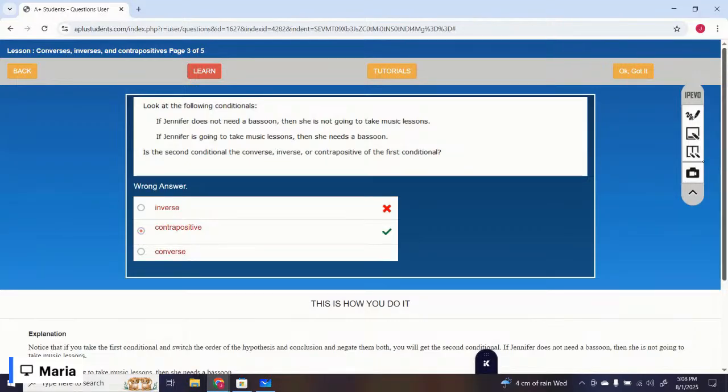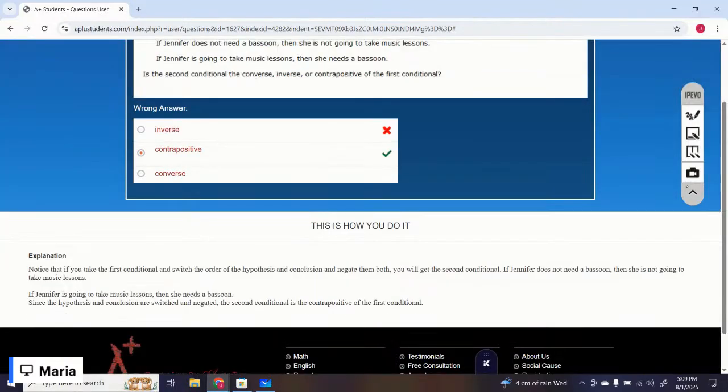Contrapositive. Okay, if you take the first conditional and switch the order of the hypothesis and conclusion and negate them both, you will get the second conditional. If Jennifer does not need a basin, then she is not going. Since the hypothesis and conclusion are switched and negated, the second conditional is the contrapositive of the first conditional. That is the contrapositive. Option number two is the correct option.